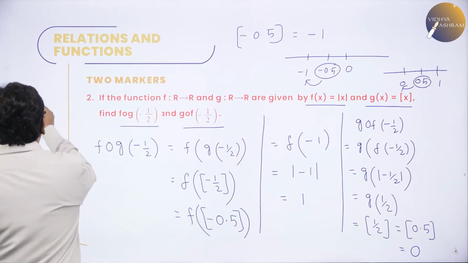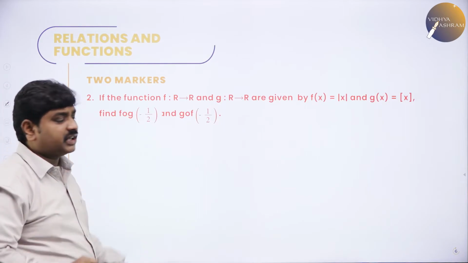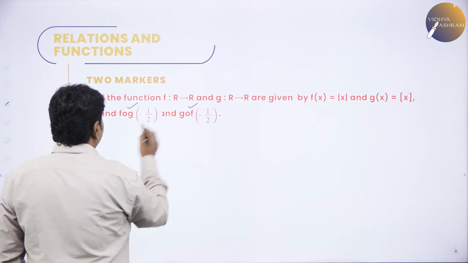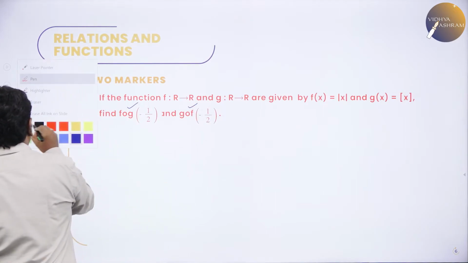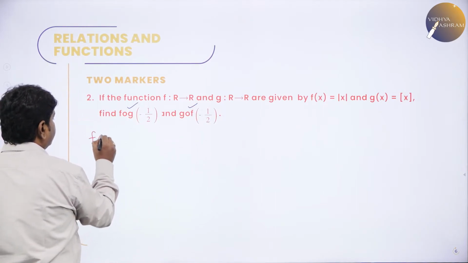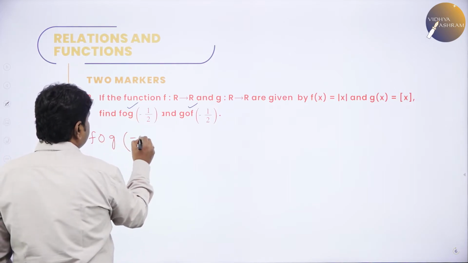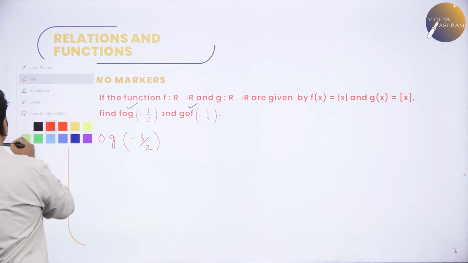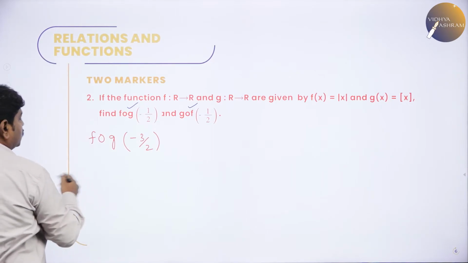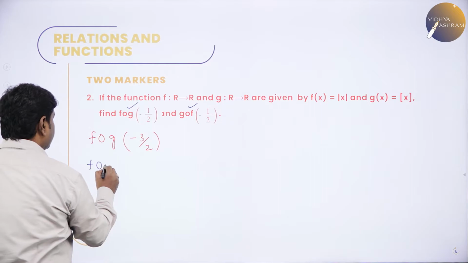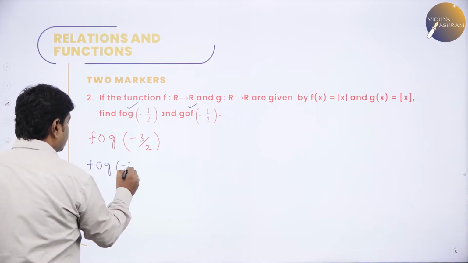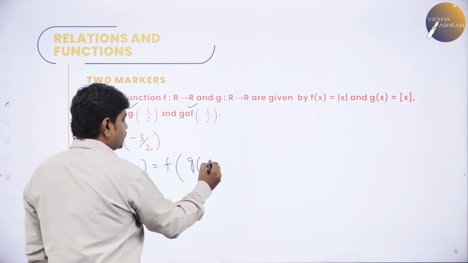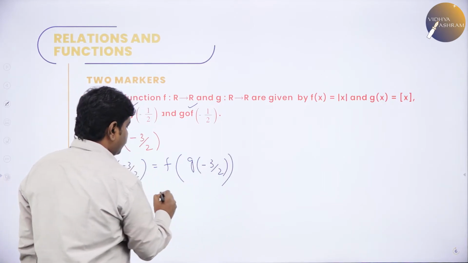So now, to make you understand better, I will take one more. We have done this and this. Now I'll ask you to find fog minus 3 by 2. This is my question to you. How to find fog minus 3 by 2? Can I consider this as f of g of minus 3 by 2? And what is g of minus 3 by 2?